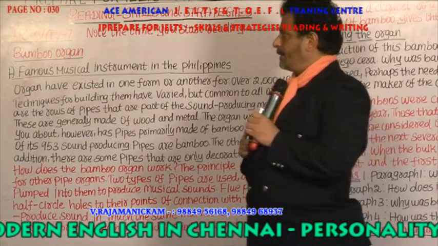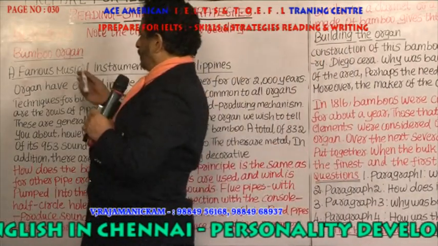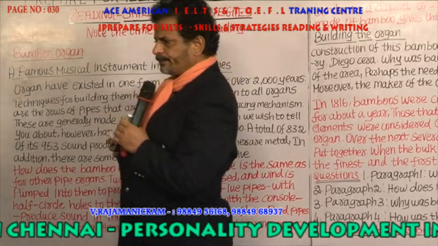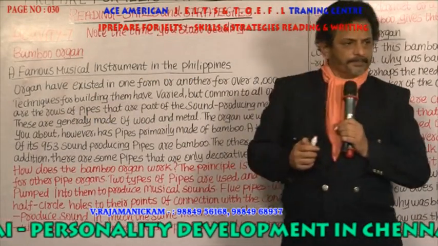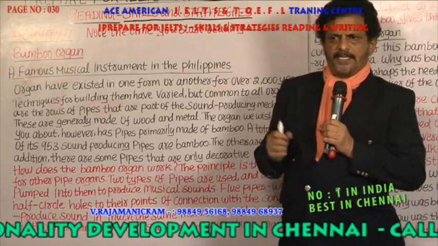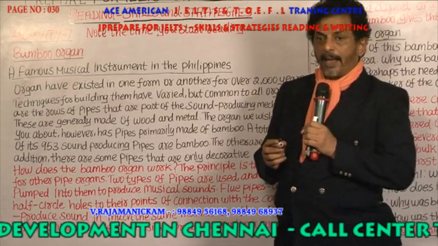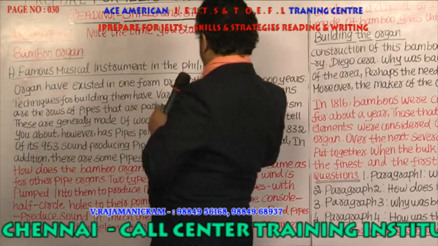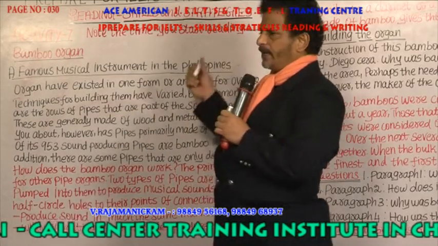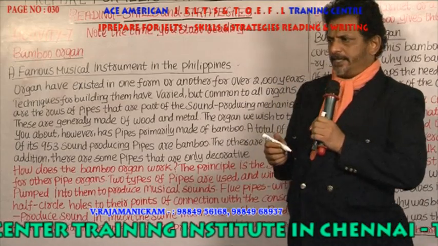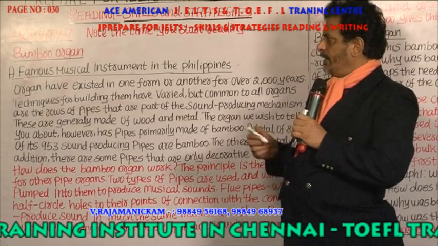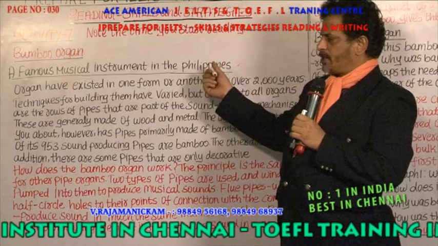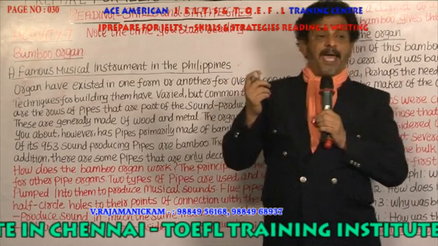Now coming here, bamboo organ. Do you know what we mean by bamboo organ? It is a piece of bamboo, a famous musical instrument in the Philippines. Do you know where the Philippines is? The Philippines is a country. Have you heard about it? So, bamboos are famous for what?